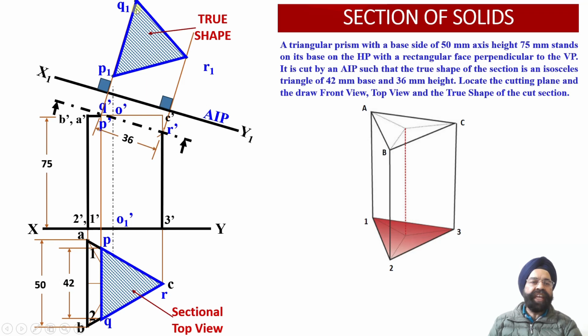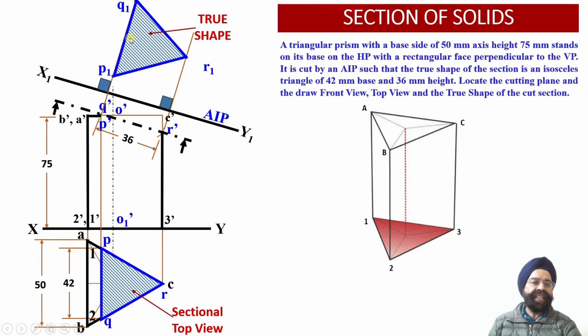Now we can verify that the distance between P1 and Q1 will be 42 millimeter, because it is this distance, 42 millimeter, which we have already plotted over here. So we can verify this distance will be equal to 42 millimeter, and if we draw a perpendicular projector from point R1 onto this edge P1 Q1 over here, this distance will be equal to 36 millimeter.